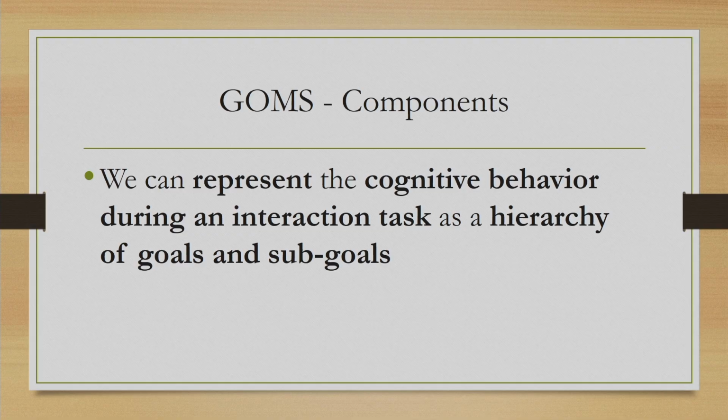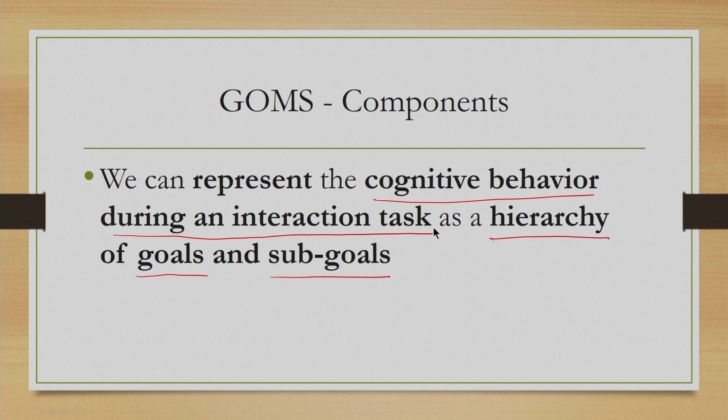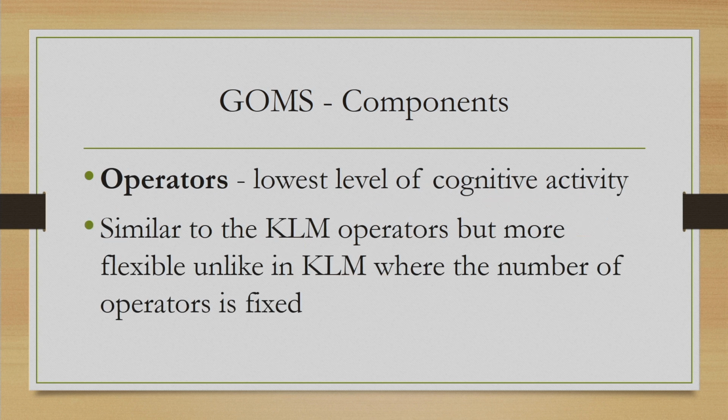Now, this entire thinking process that I want to save a file and the sub goals that are required to do this we can represent as a hierarchy of goals and sub goals. So, that is the basic idea that our cognitive behavior during an interaction task can be represented as a hierarchy of goals and sub goals. So, that is the idea of the hierarchy.